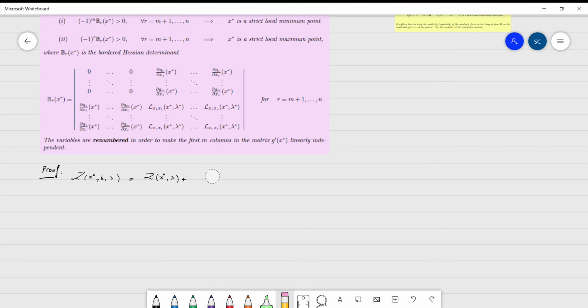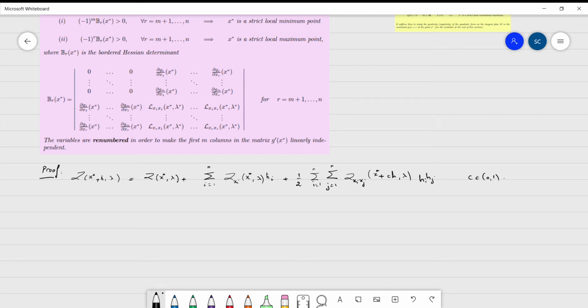So for the function as a function of x, it will be the sum from i equals 1 to n of L xi at x star, lambda, hi, plus half of the double sum, L xi xj at x star plus ch and lambda, hi hj, for some c between 0 and 1. Here i goes from 1 to n and j also from 1 to n. So this we can always write.